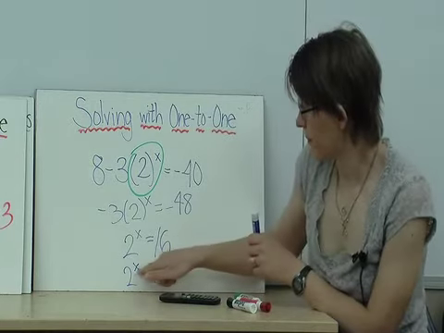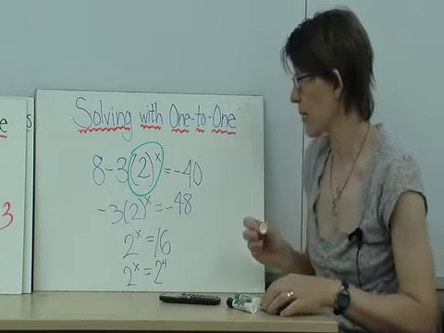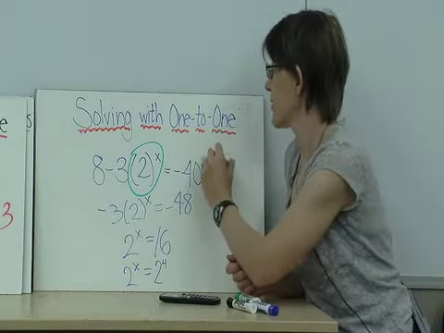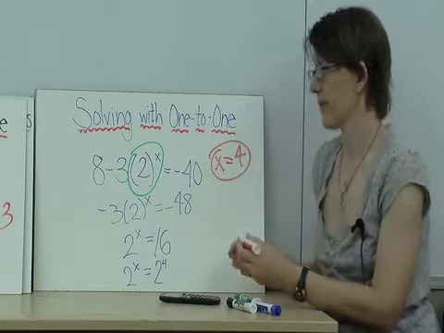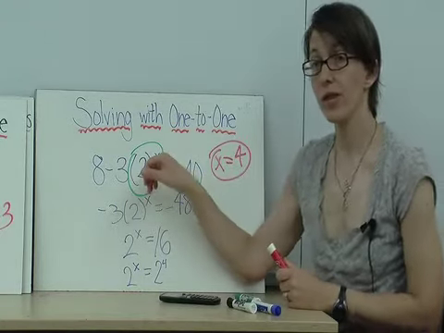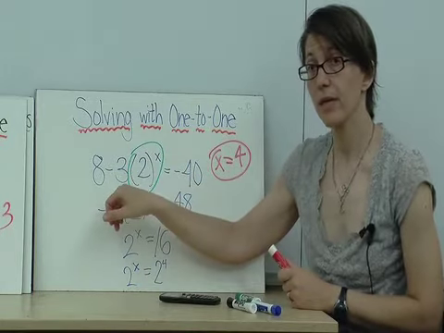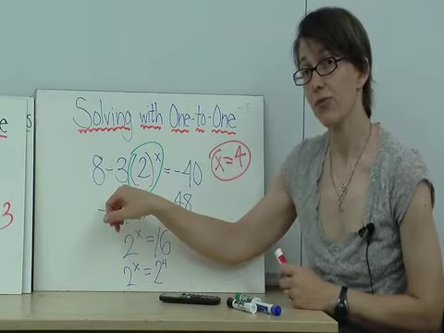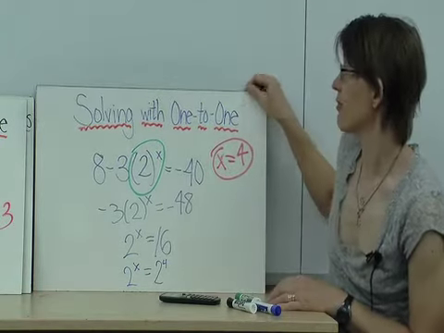Since the exponents need to be equal, the one-to-one property tells me my answer must be x equals 4. Okay, so again, looking over here, 2 to the 4th is 16, times -3 is going to be -48. I have 8 minus 48, and that is -40.